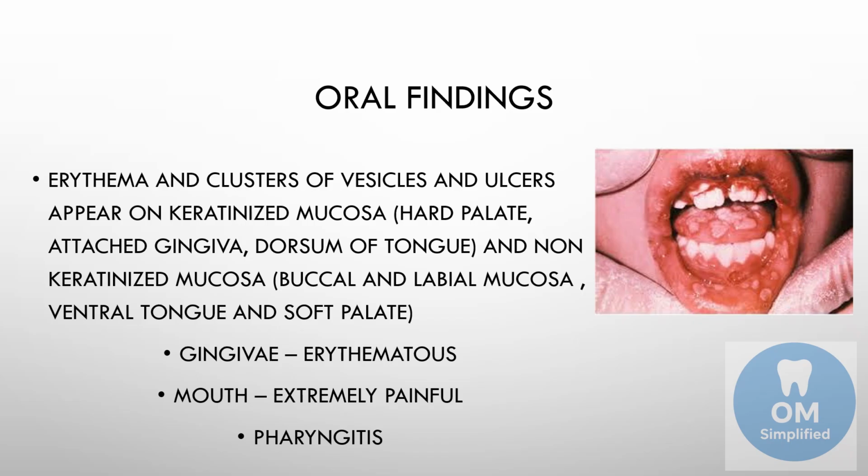In primary herpes, erythema with clusters of vesicles and ulcers appear. These can involve both keratinized mucosa, such as the hard palate and gingiva, and non-keratinized mucosa, like buccal mucosa and tongue. The mouth is extremely painful and the gingiva appear red and swollen.